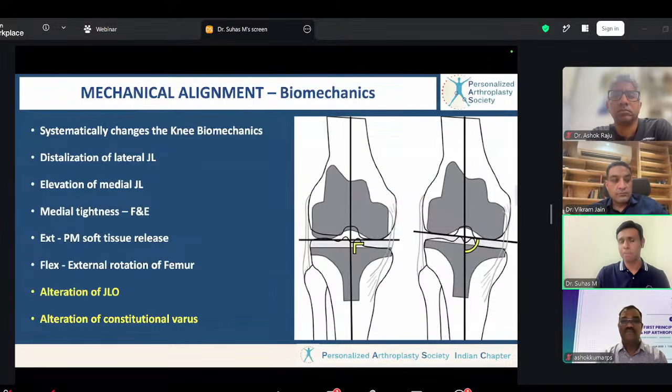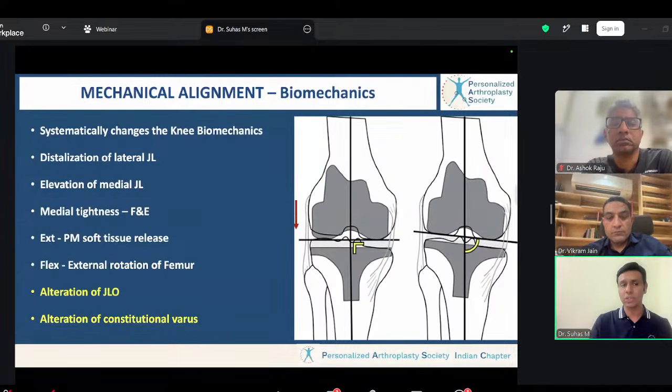But what exactly happens in mechanical alignment? If you see this particular diagram, you can see that the anatomic femur is in valgus. But instead of valgus, if you cut this knee at neutral, you're distalizing the lateral joint line. If you're cutting the tibia in neutral instead of varus, you're actually elevating the medial joint line. You will end up causing medial tightness both in flexion as well as extension, and this will actually force you to do mandatory releases both in flexion and extension, as well as external rotation of the femur in order to open up the flexion gap.